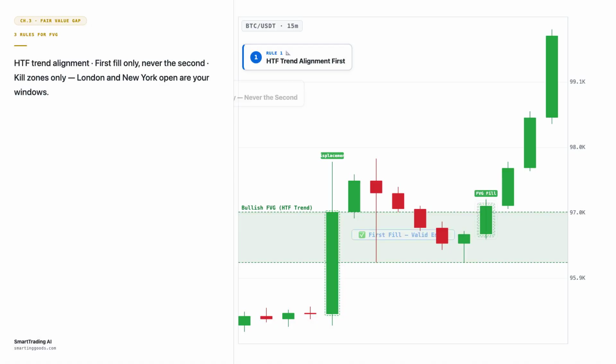Rule 2. Only trade the first fill. Once an FVG is 50% filled, it's spent. The second test of that same gap is where retail gets trapped. You want the first return.